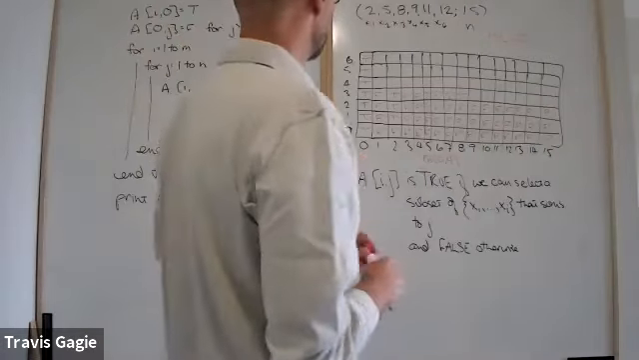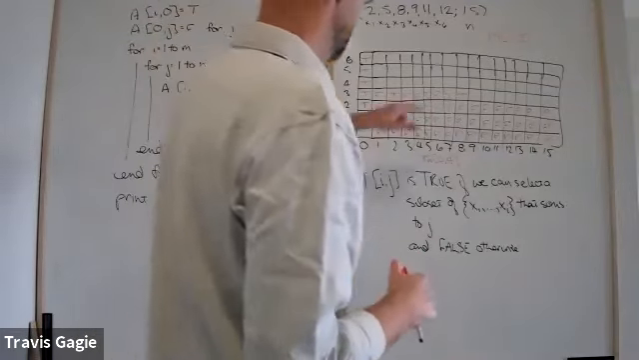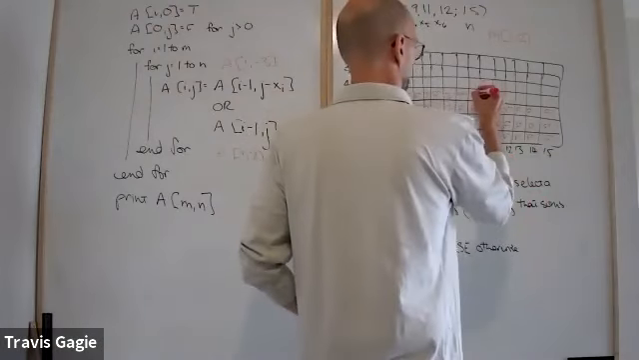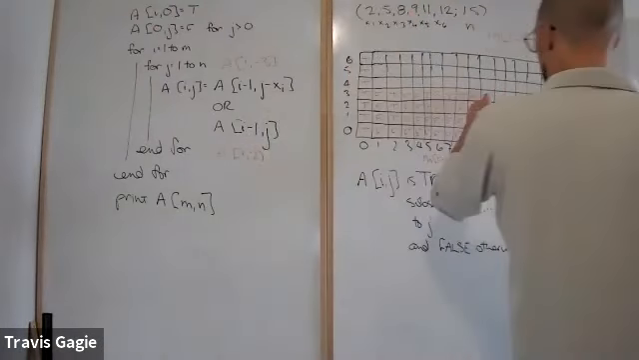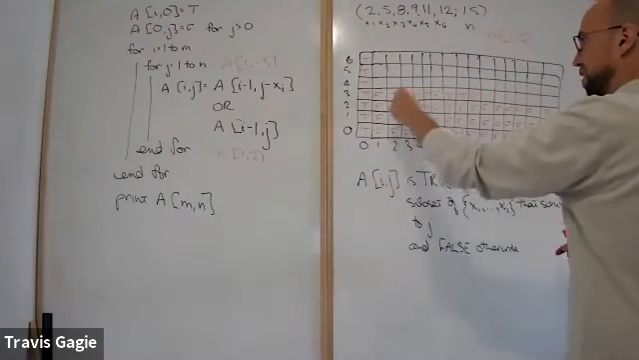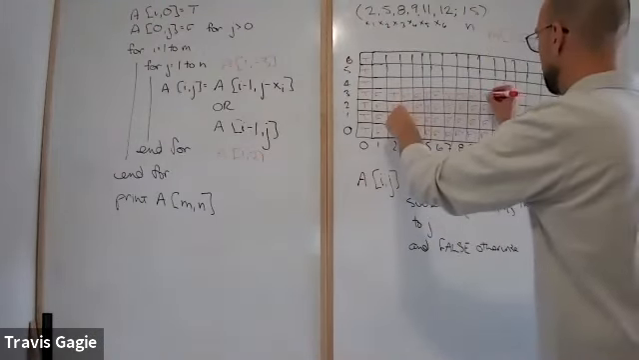So 9, we look down 1, it's a false. We look over here and down 1, it's a false, it's a false. 10, we look down 1, it's a false. But we look over here, 8, and down 1, it's a true, so the answer is true.